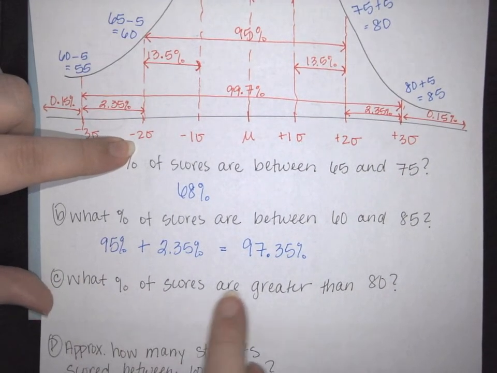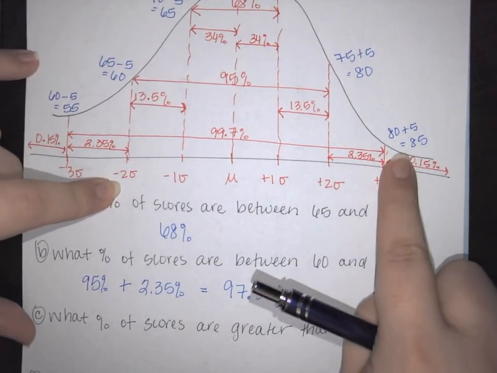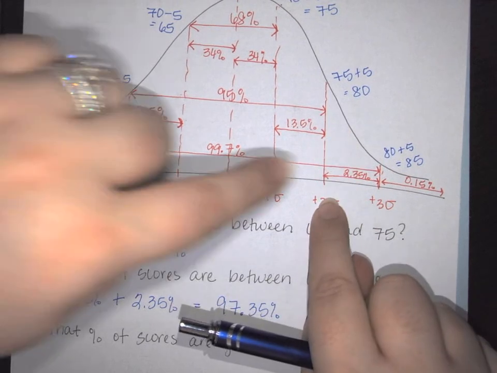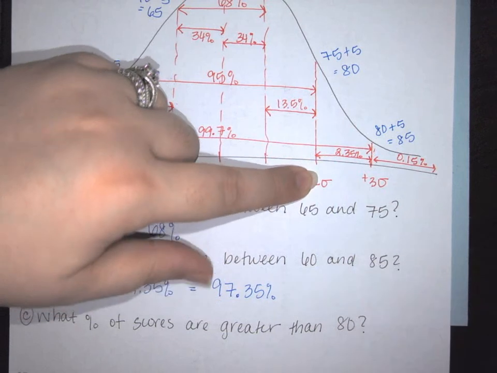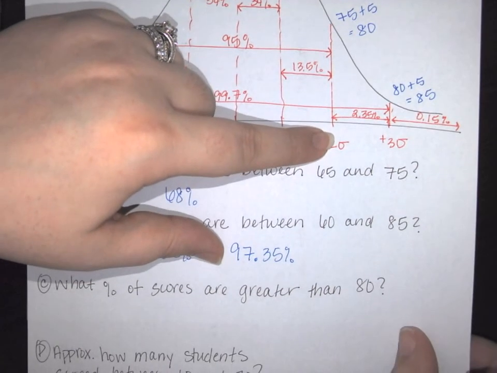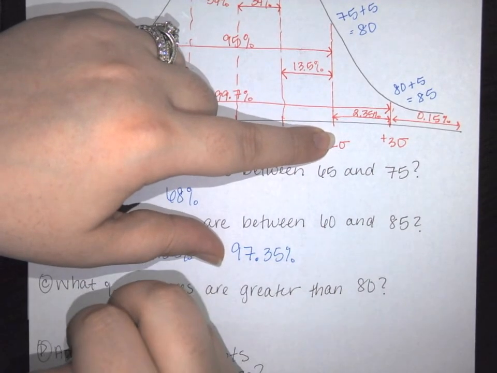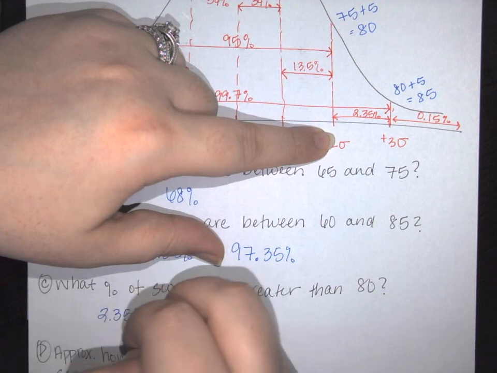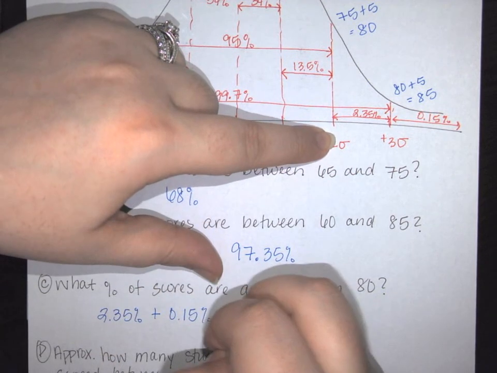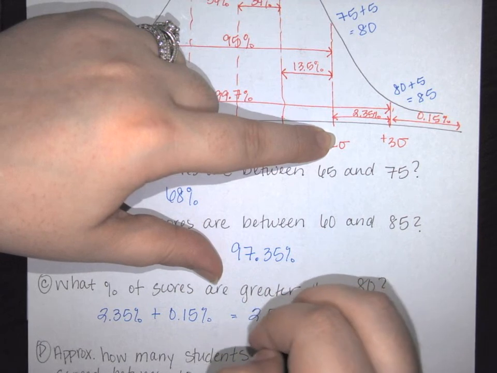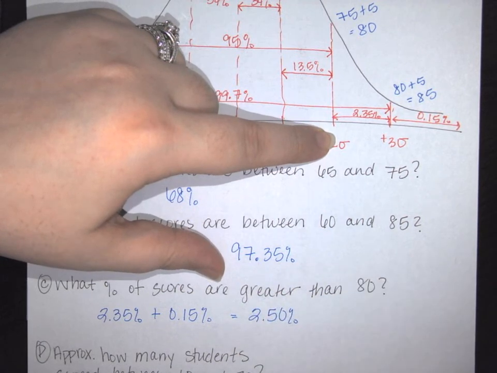What percent of scores are greater than 80? So we come over here and look, here's my 80. Here we would have from 2 to 3 and then 3 and beyond. So this here is going to be 2.35% plus 0.15%, which gives me a total of 2.50% of the scores.